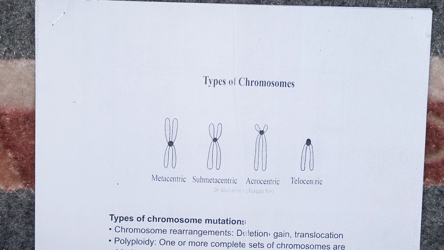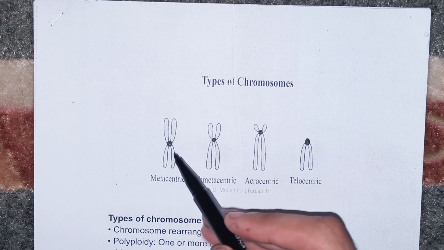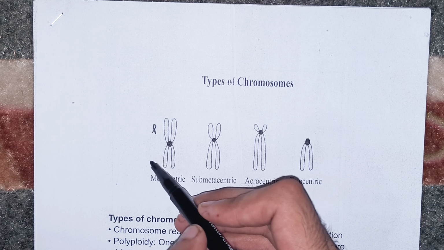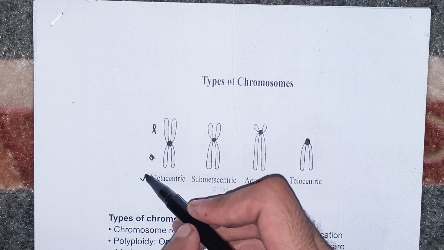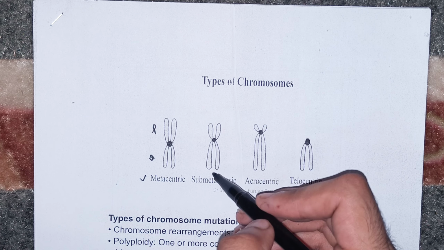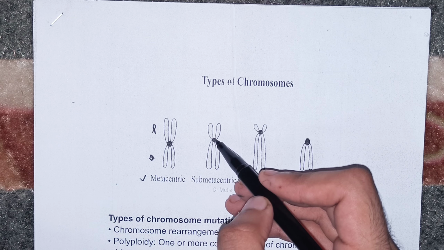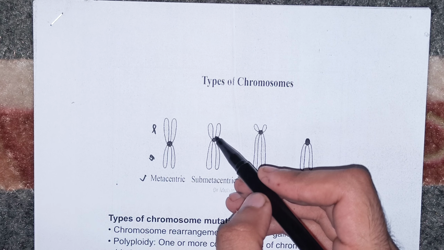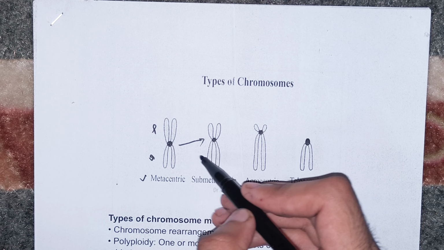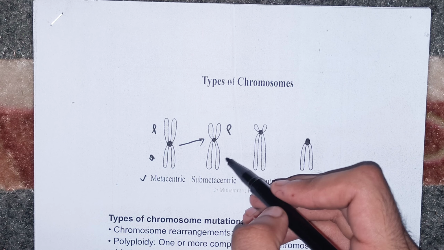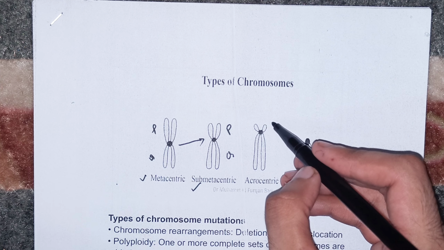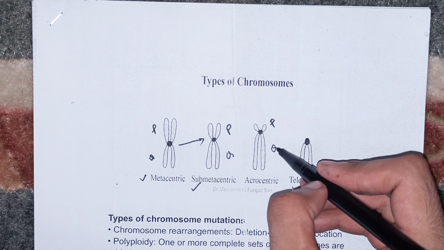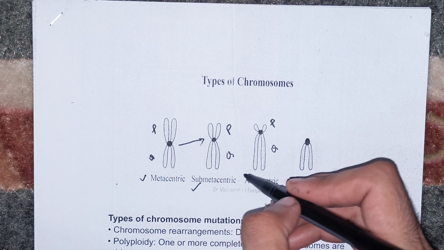On the basis of the centromere, you can see very clearly that if the centromere is present right in the center, with the two above being the P arms and the two below being the Q arms, and both arms are equal, this is called metacentric. And if this is a little bit unequal, the centromere is just above the center, and the P arms are a little smaller than the Q arms, this is called submetacentric. And if it is very much unequal, the P arms very short and the Q arms very long, this is called acrocentric.